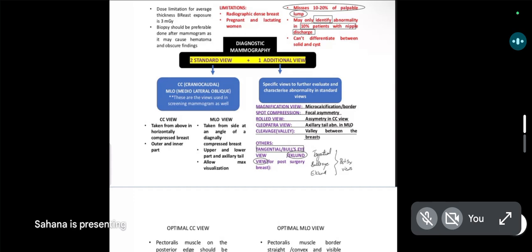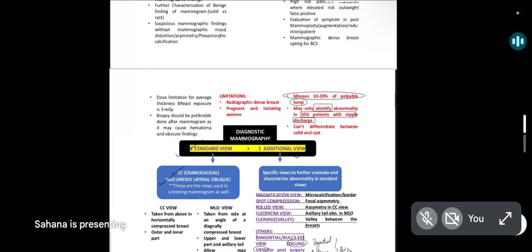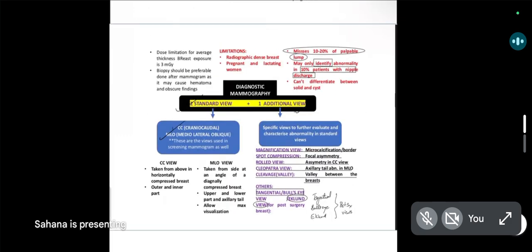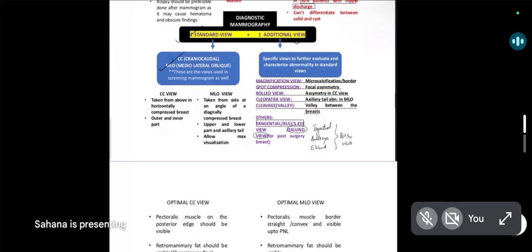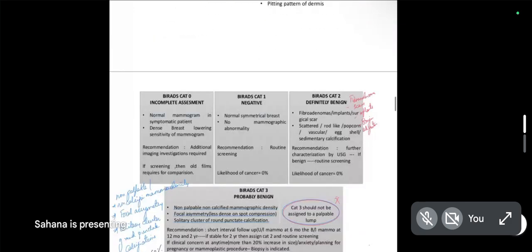Diagnostic mammography has two standard views, that is craniocaudal and mediolateral. Then depending on the location of the tumor or if you want more clarity, there are different views, and magnification and spot compression that you can add to the normal mammography. So the intent of mammography can be screening or diagnostic.